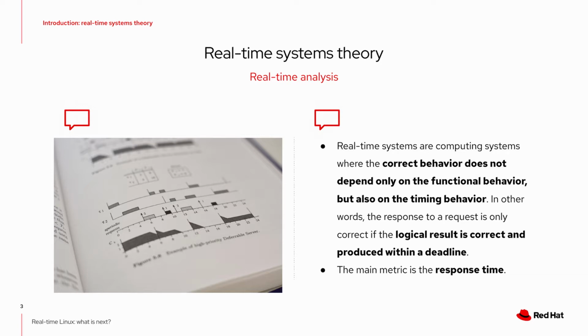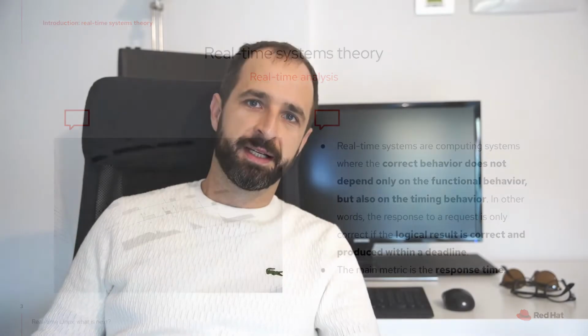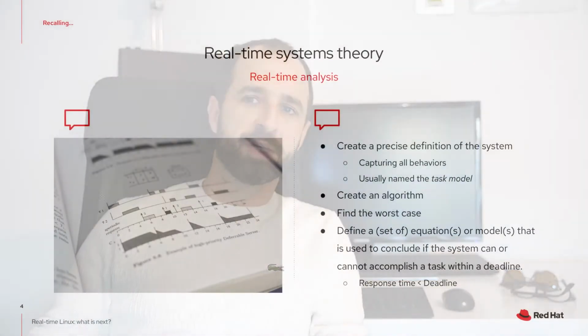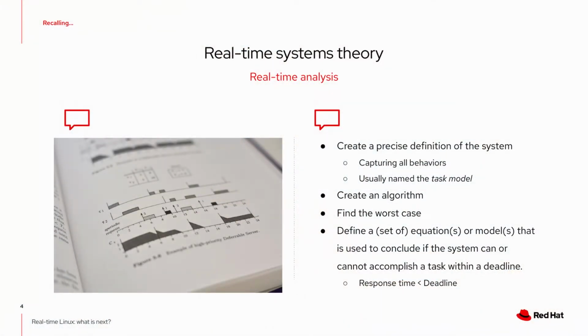The findings of real-time systems theory are generally communicated through scientific papers. These papers start with a clear definition of the system, capturing all its behaviors, generally named the task model of the system. Then, based on this task model, an algorithm is proposed, and later this algorithm is analyzed, trying to demonstrate that the worst cases are known and somehow bounded.